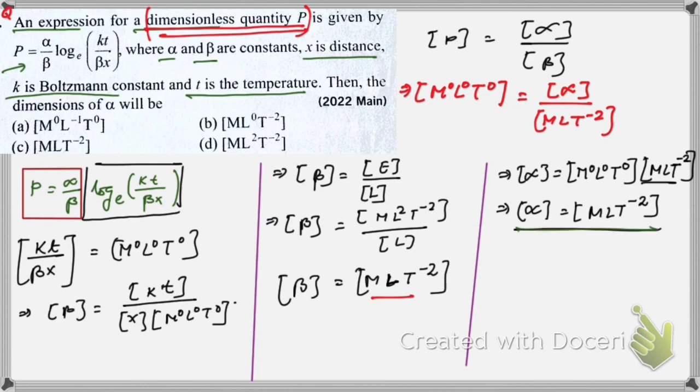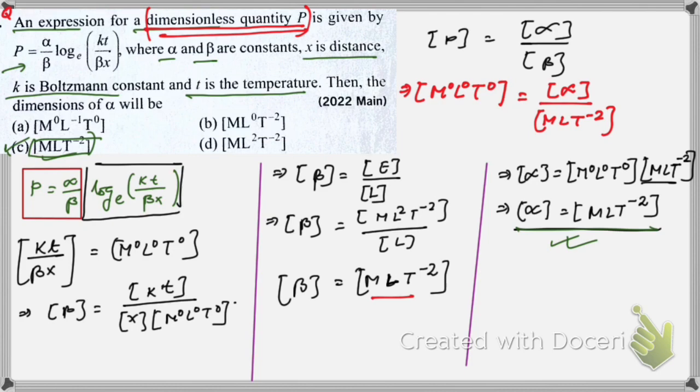Hope you have understood. Here this is M to the power 0, L to the power 0, T to the power 0, and here M to the power 1, so M to the power 0 plus 1 is simply M. Hope you have understood this calculation and simplification. This is very simple, right? So this is the dimension of alpha. Which option is correct? Let me check. Yeah, it seems to be C. C is the correct option, right?